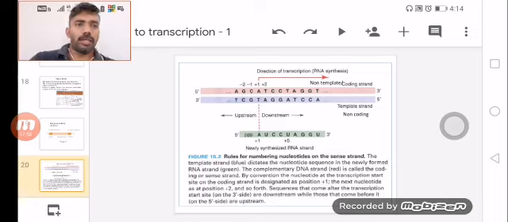Again, another important thing is that out of the two DNA strands, only one will act as the template. The strand which acts as the template is also called the non-coding strand, and the opposite strand of the template is called the non-template or the coding strand. Why is it called coding? Because the mRNA synthesized will have the same code as the non-template strand, except that there will be uracil in place of thymine.